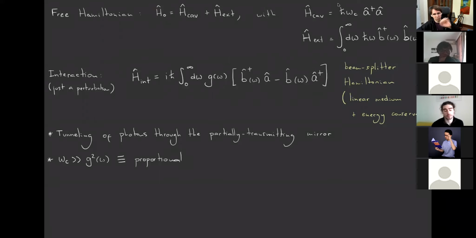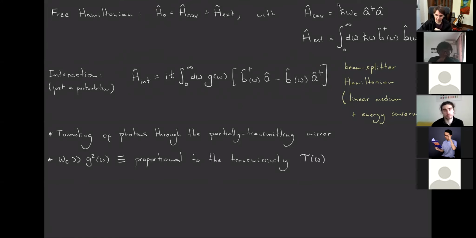So I'm not going to give you the exact expression, but you have it in the notes. You can derive how this G of omega depends on the physical system parameters, but it's very intuitive that it is proportional to the transmissivity T at frequency omega. So the transmissivity of the mirror, so how much intensity it allows to go through for a given frequency omega.